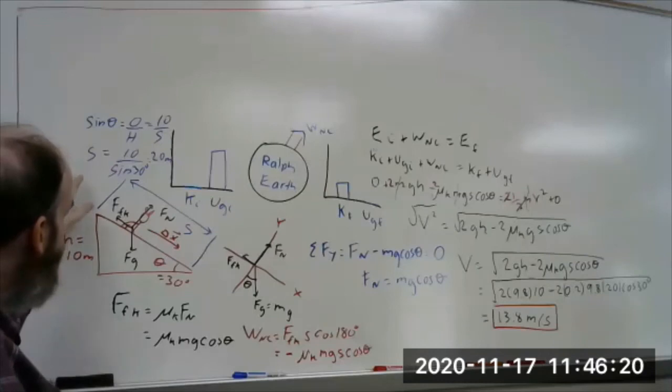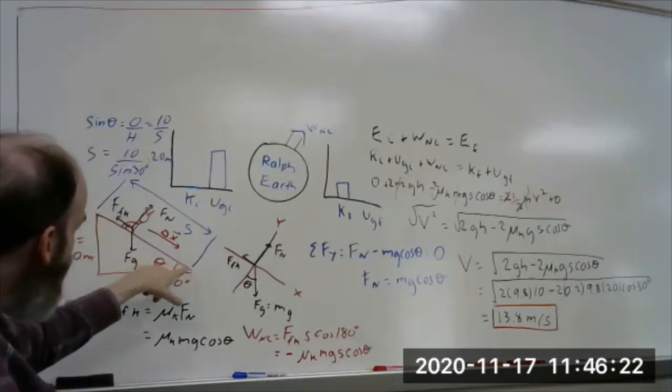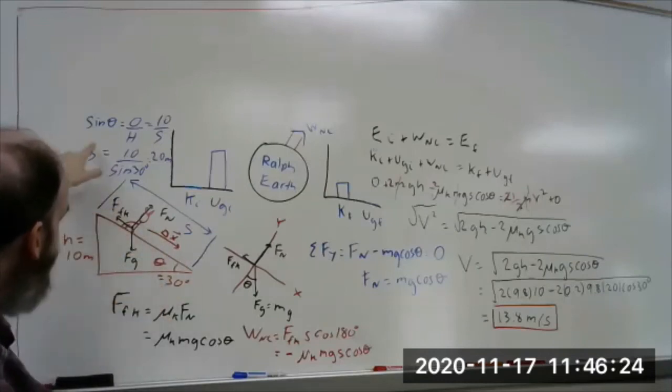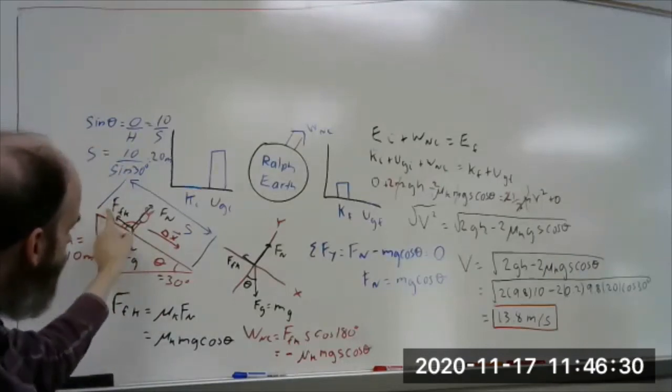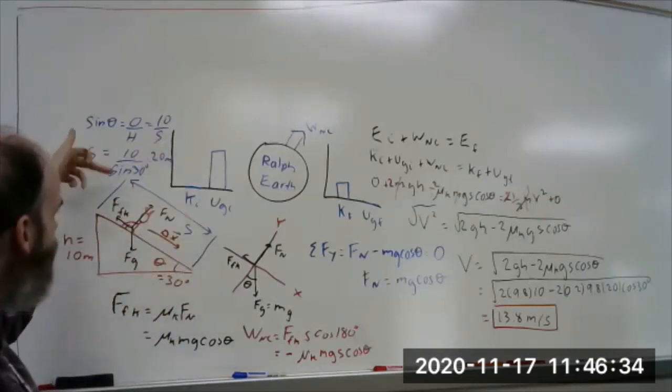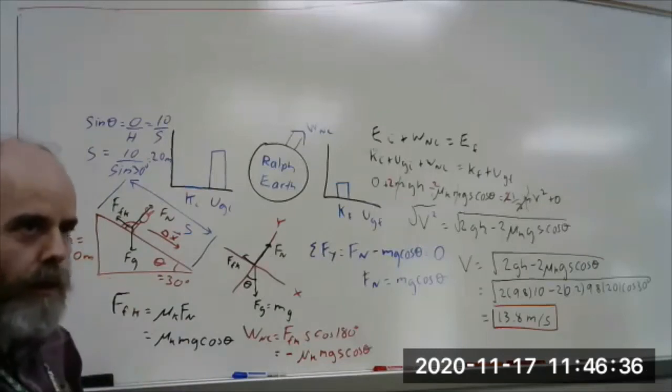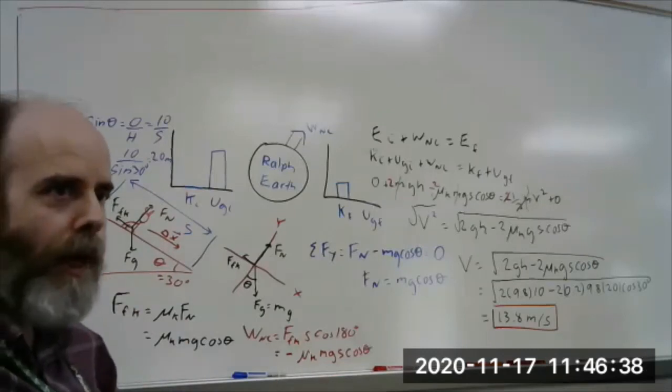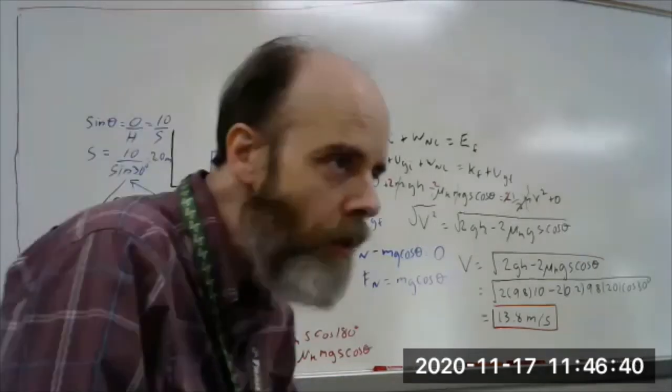The S, displacement, comes from this triangle. Sine theta is opposite over hypotenuse. Opposite is 10. The hypotenuse is the displacement S. So sine 30 equals 10 over S. So S is 10 over sine 30. And sine 30 is 1/2. So 10 over 1/2 is 20 meters.